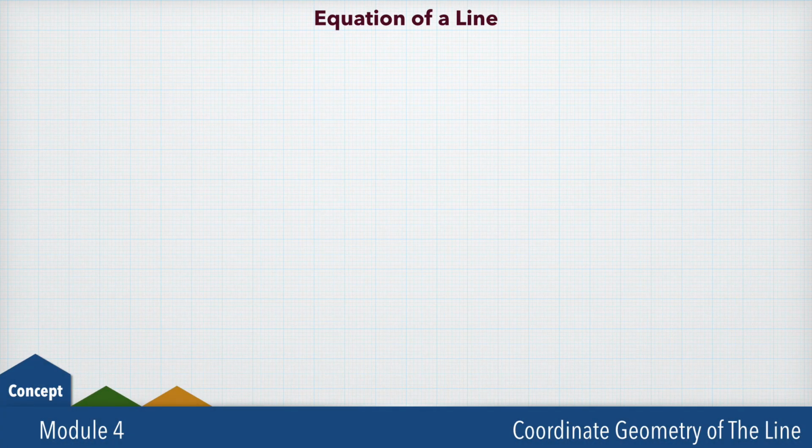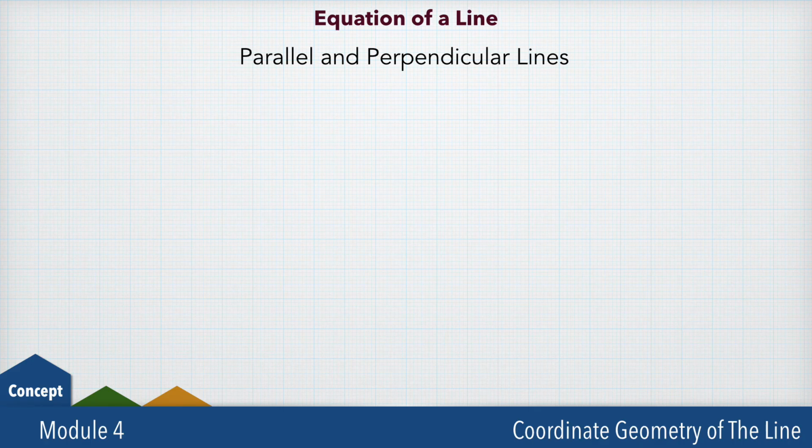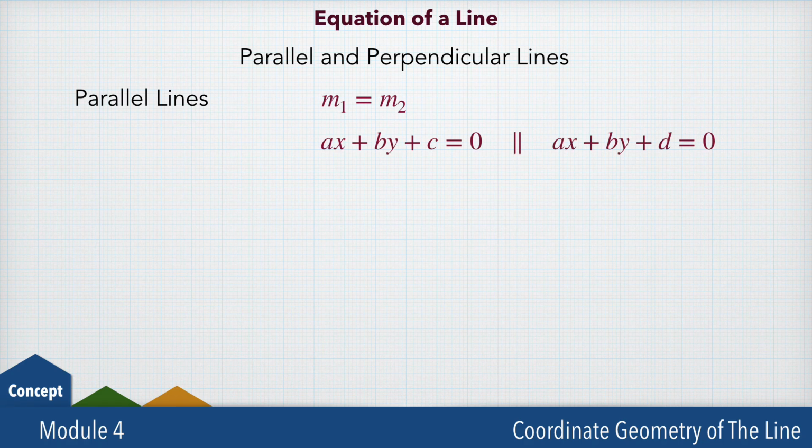When dealing with the equations of parallel and perpendicular lines, they have particular properties which are useful to know. Parallel lines, we know, have the same slope. They also have similar equations. The coefficients on the x and y terms are the same, but they have different constant terms.